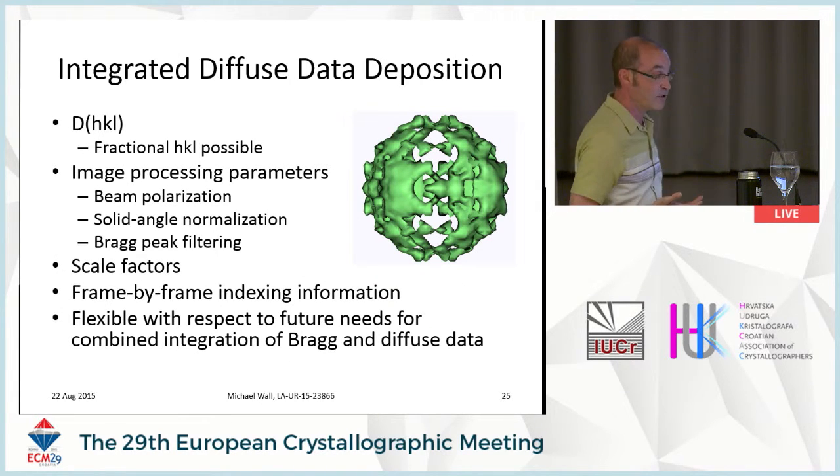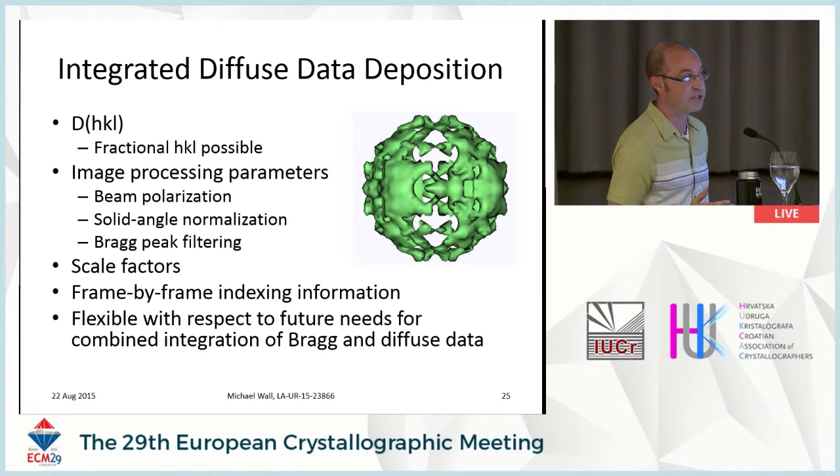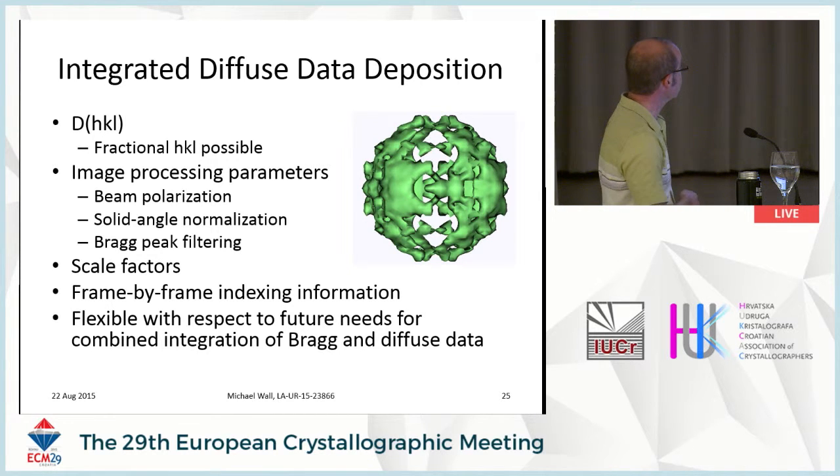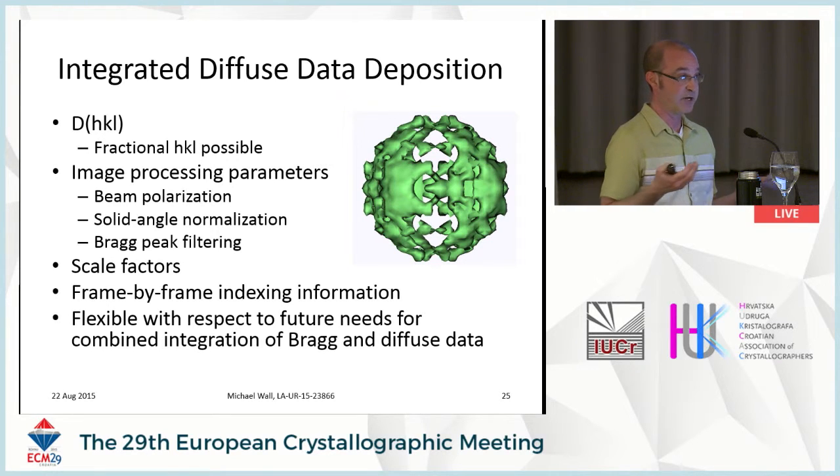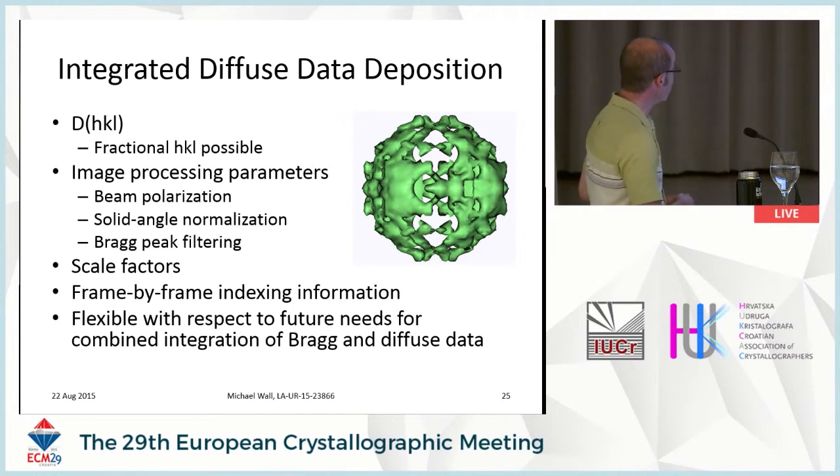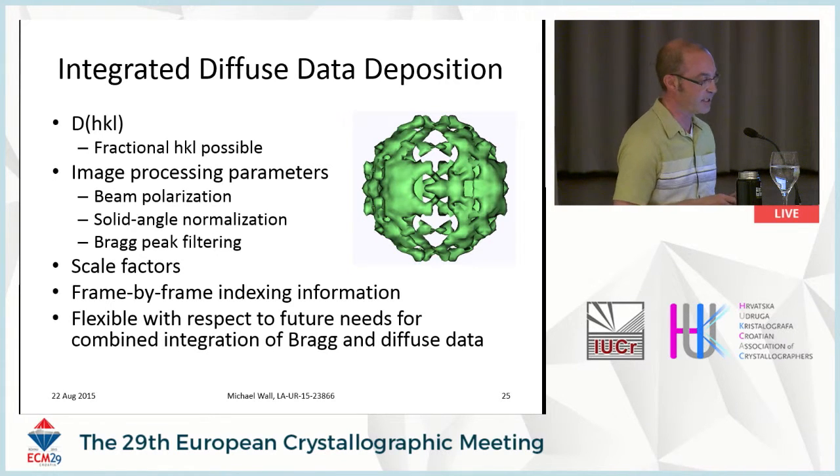Of course, right now we don't even have the integrated diffuse data being deposited in the PDB. So also important, in addition to the metadata, is defining how the diffuse data might be deposited. I think some of the issues that come up with the diffuse data might start to spill over into needs for the Bragg data, because one future application of the diffuse scattering is to come up with a better model of the background so that the Bragg data and diffuse data can be better separated. And a part of that will be an increased amount of information that is deposited about the indexing and the integration that's applied.